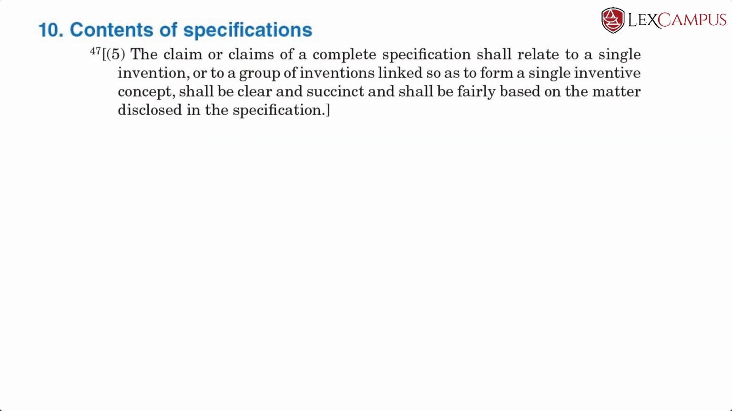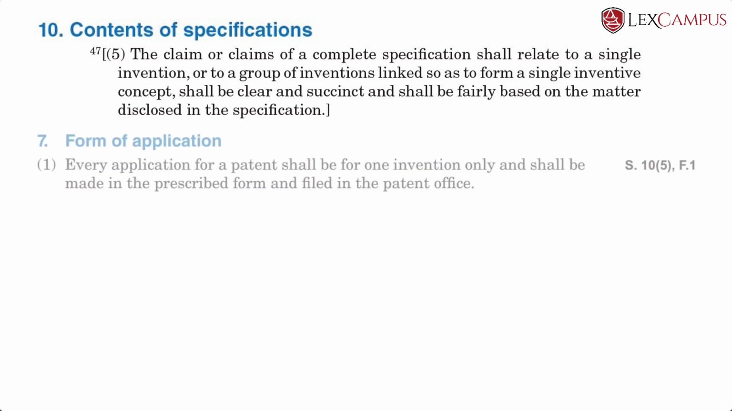Subsection 5 of 10 states that the claim or claims of a complete specification shall relate to a single invention. There is a cross reference to section 7, which tells us that an application can be only for a single invention. So, there can only be one invention. So, this reiterates that the claim, or the group of claims, shall relate to a single invention or a group of inventions linked so as to form a single inventive concept.